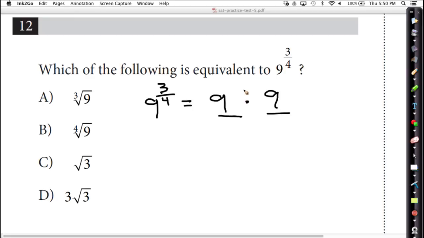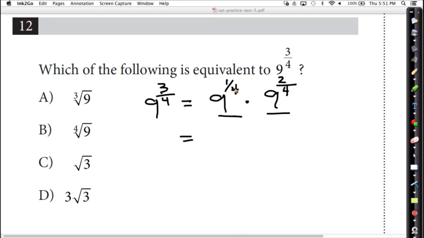So how does that help me? Well, let's split up 3/4 into 1/4. And then what's left over? Well, 1/4 plus 2/4 is 3/4. So this is mathematically sound. We're good. Let's keep going.